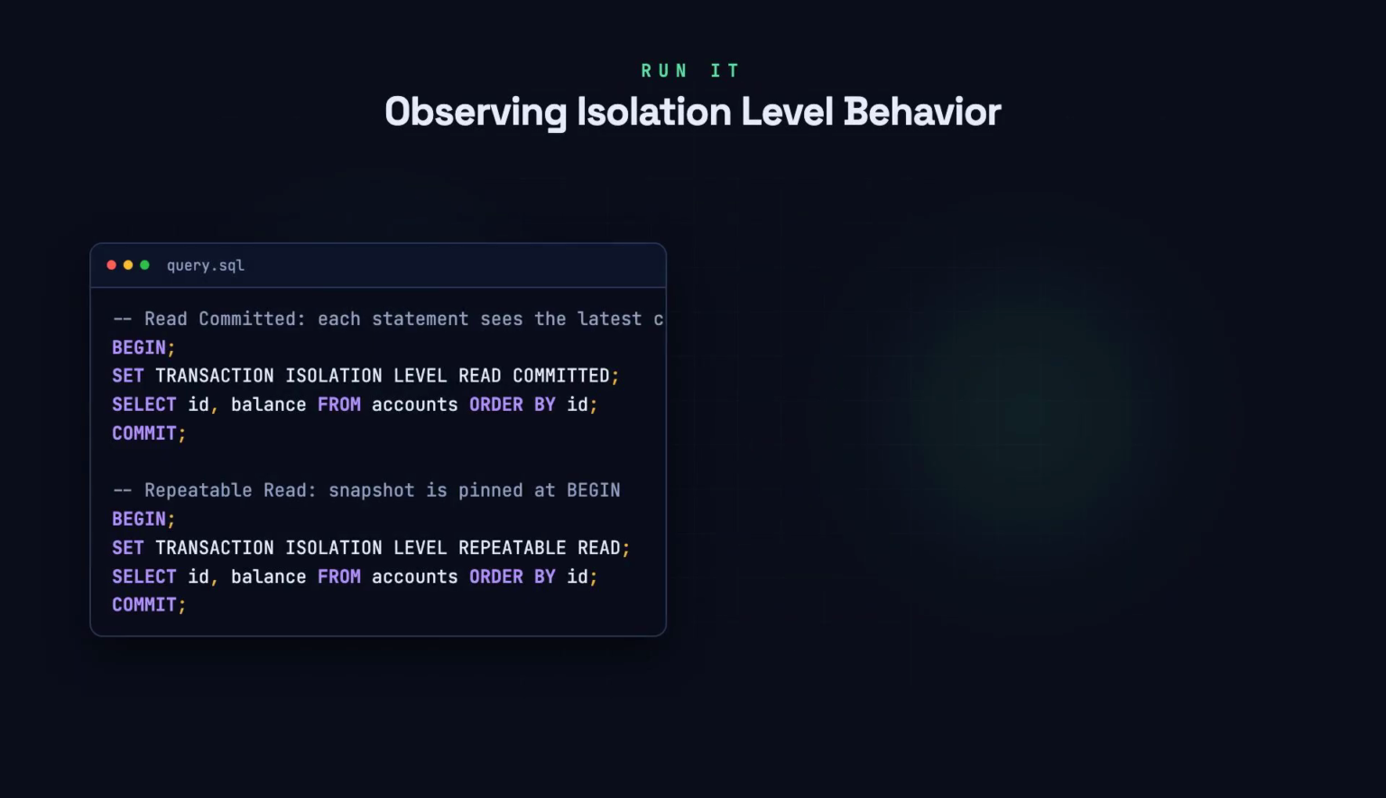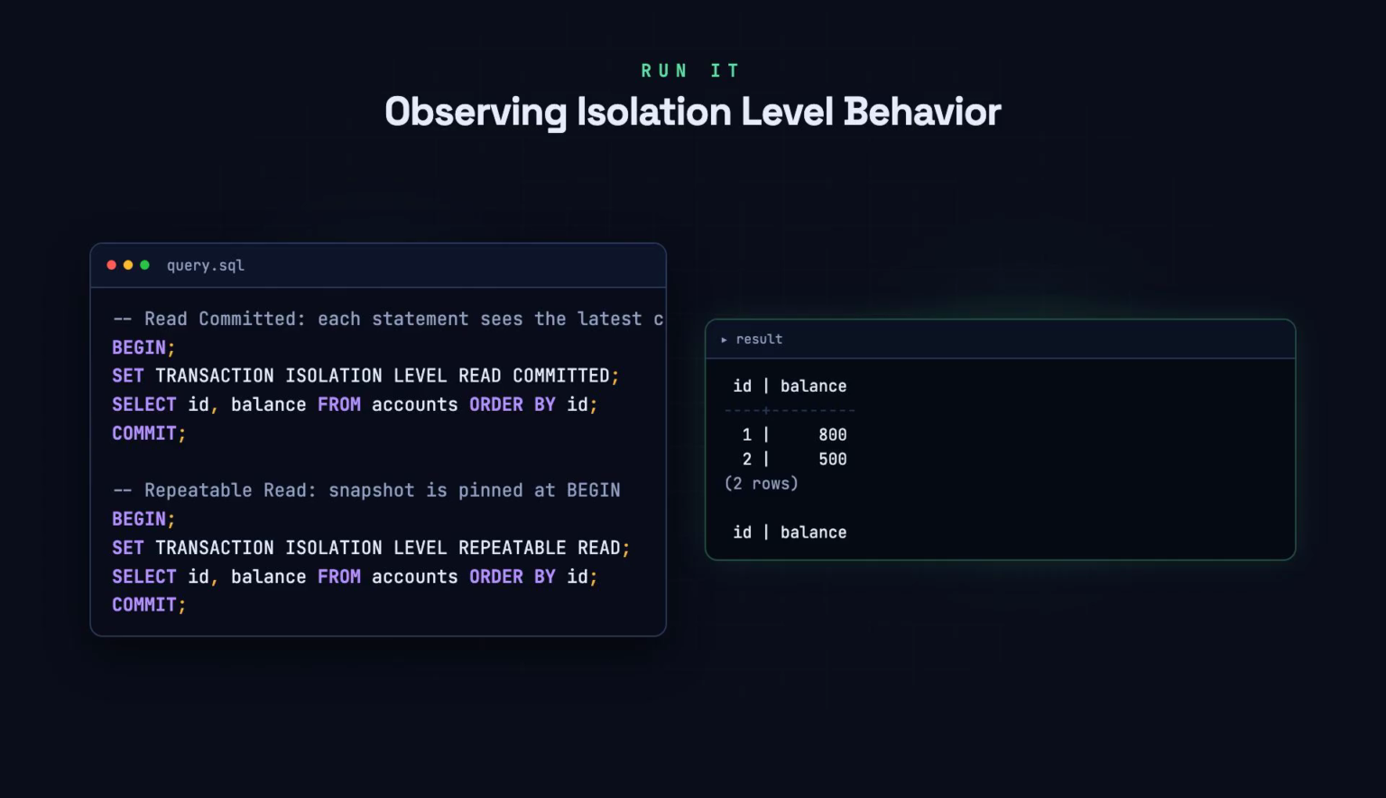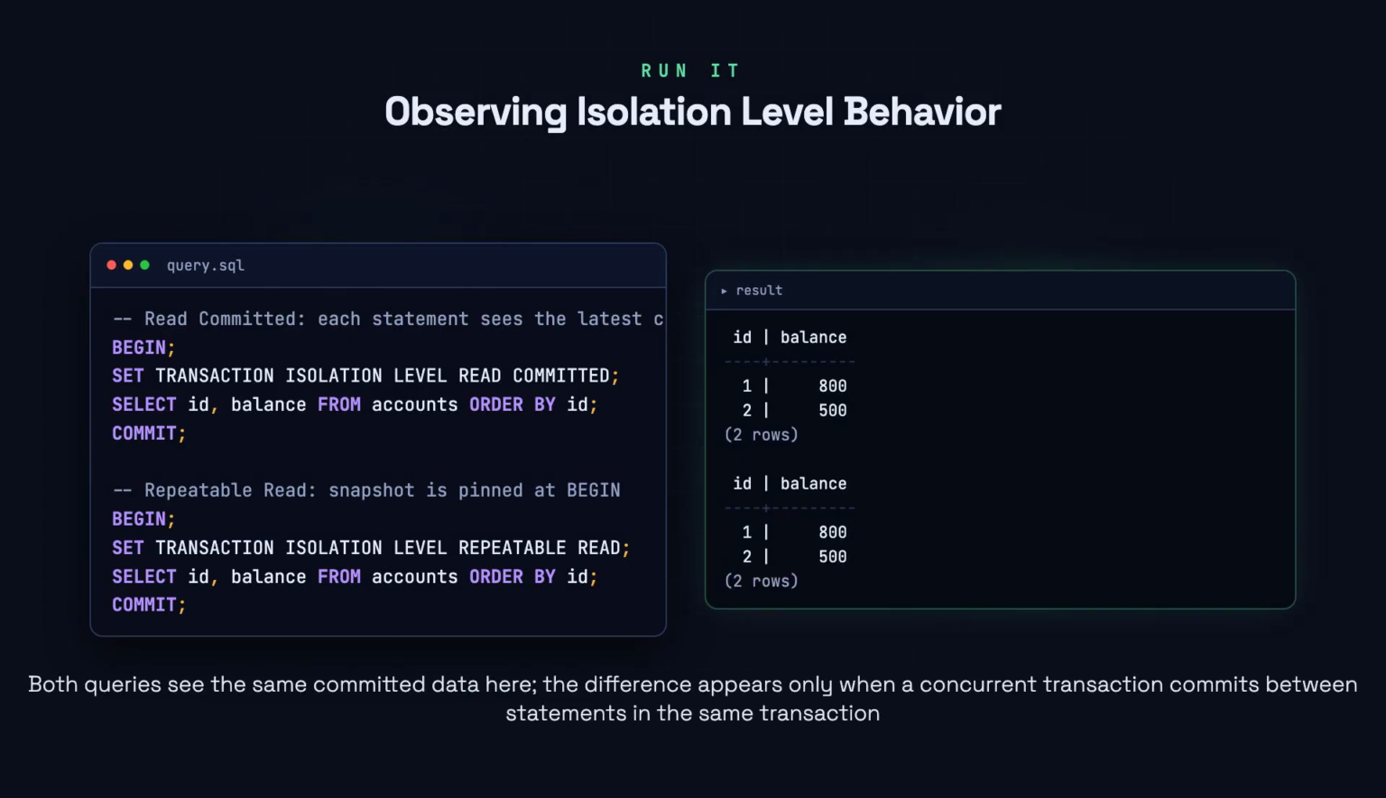In this self-contained example, both isolation levels return the same rows because no concurrent transaction is racing against us. In a live system, read committed would pick up an intervening commit mid-transaction, while repeatable read would hold its snapshot and return the values it saw at begin.